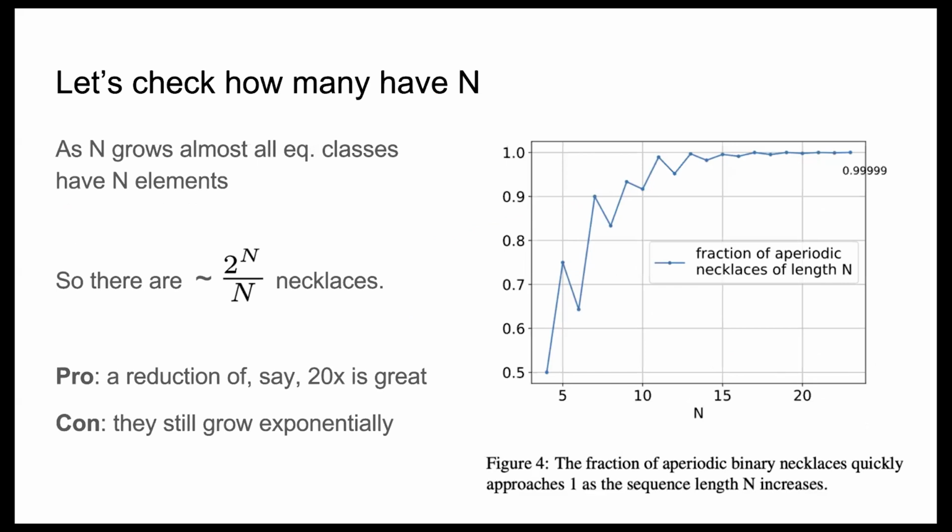If you check how many of each one of these cases you have, you notice that as n grows, almost all equivalence classes have n elements. So because there are 2 to the n possible sequences, when the value of n grows, you have about 2 to the n over n necklaces, which has pros and cons. The pro is that the reduction could be 20 or 30 times. The con is that they still grow exponentially.